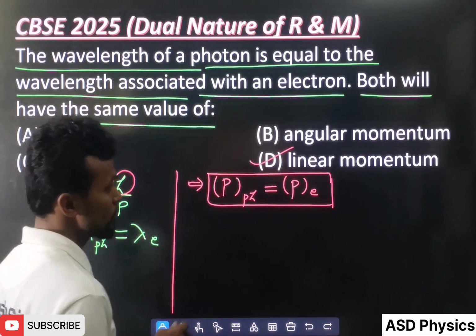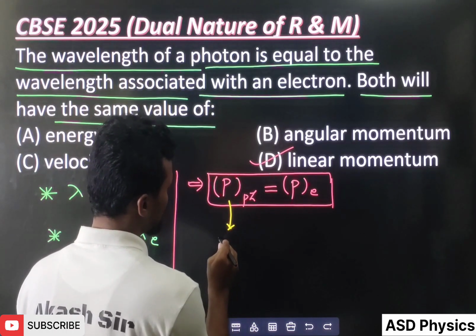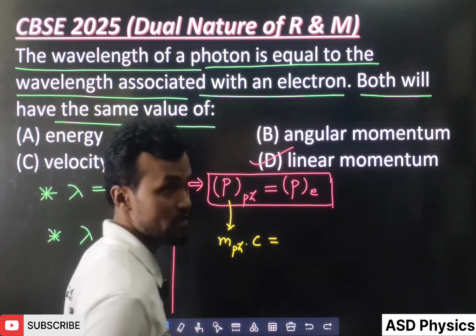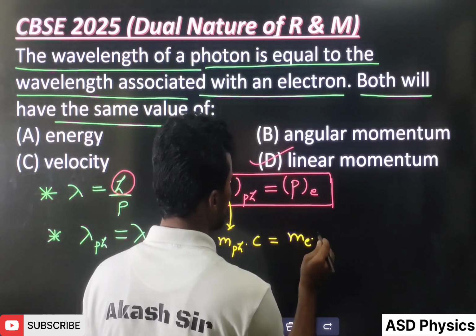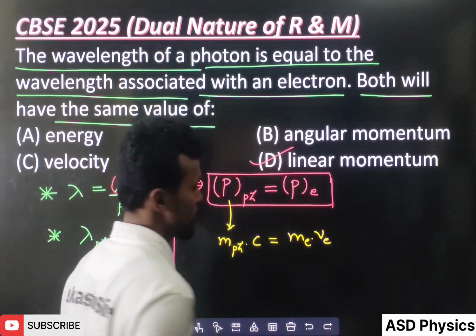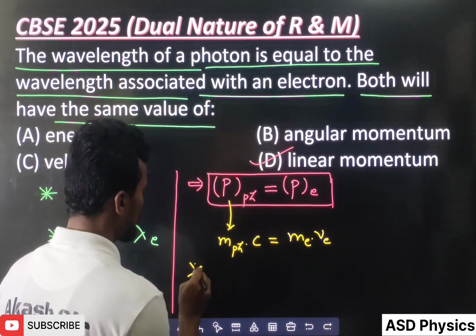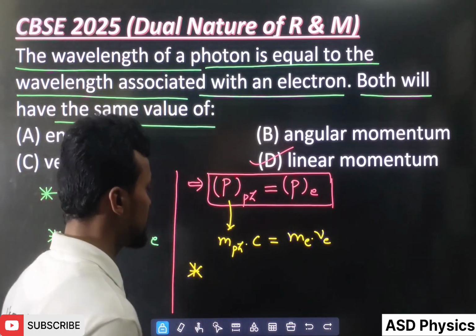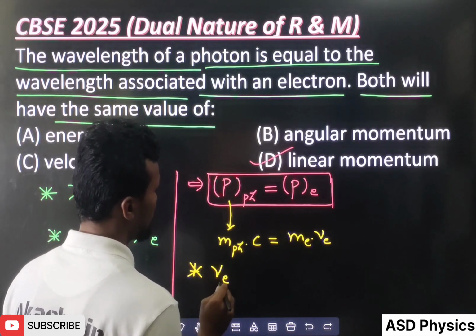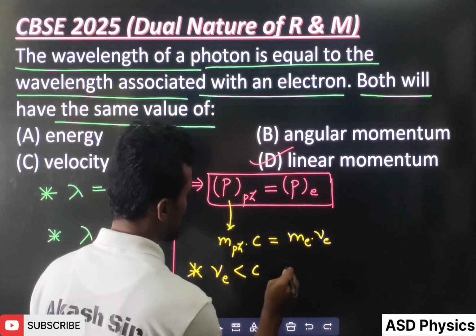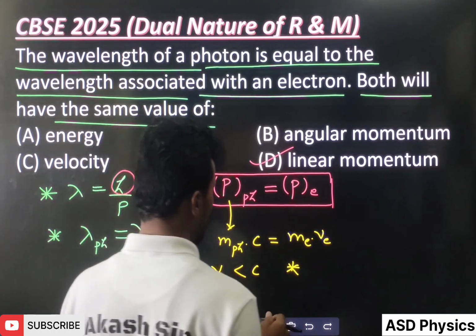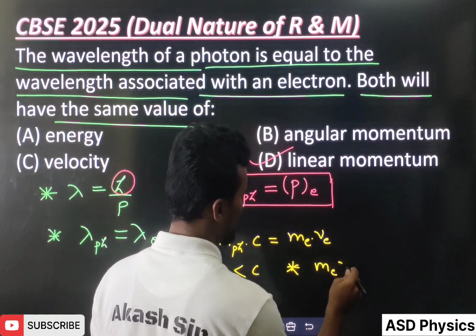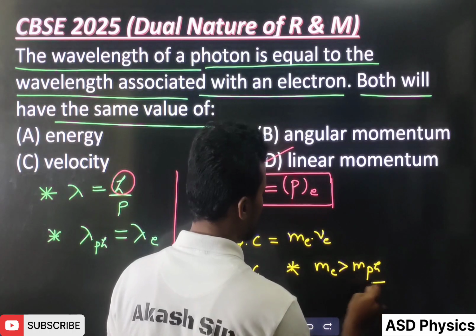Even if we talk about the momentum, you can see here mass of photon into speed of photon, meaning speed of light, and here mass of electron into speed of electron. As I have told you, a photon travels with the speed of light, and an electron will not travel with the speed of light. The speed of electron is less than the speed of light, so to make both equal, the mass of the electron is more than the mass of the photon.